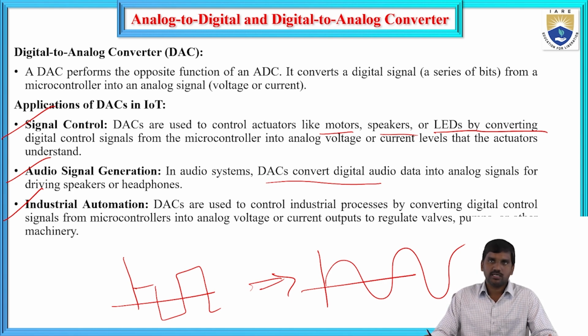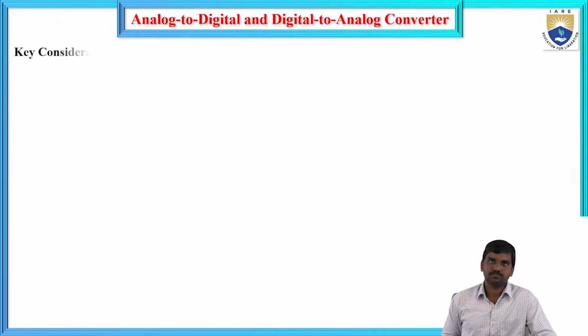Industrial automation: it is used to control industrial processes by converting digital control signals from microcontrollers into analog voltage or current output to regulate valves. So these are some applications of the digital to analog converter: signal control, audio signal generation, and industrial automation.